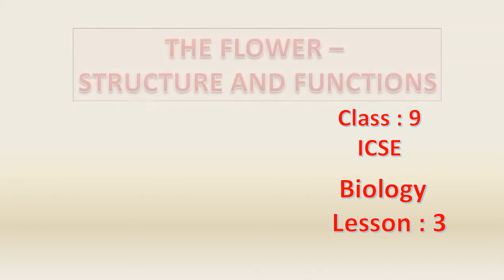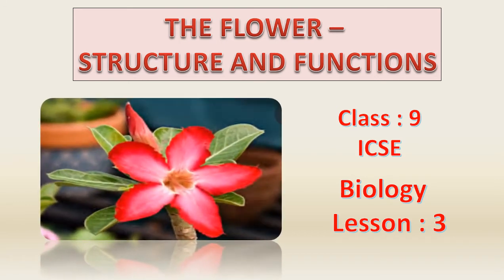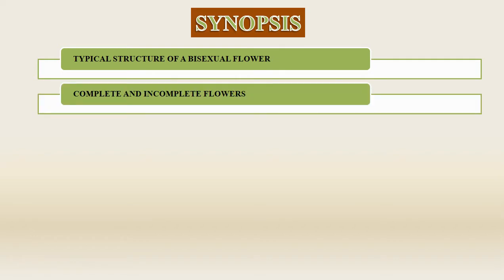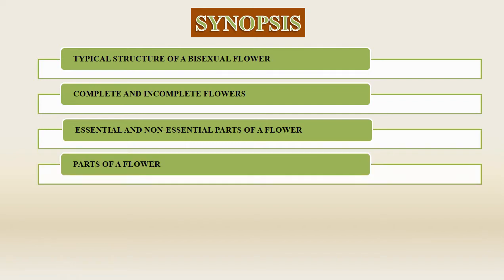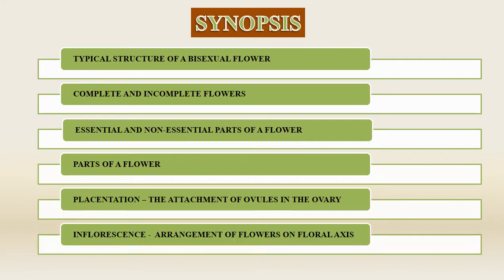Good morning. Let's study the flower, its structure and functions. The subheadings in this topic are: typical structure of a bisexual flower, complete and incomplete flowers, essential and non-essential parts of a flower, parts of a flower, placentation, the attachment of ovules in the ovary, and inflorescence, that is, the arrangement of flowers on the floral axis. Let's see an overview of flowers.